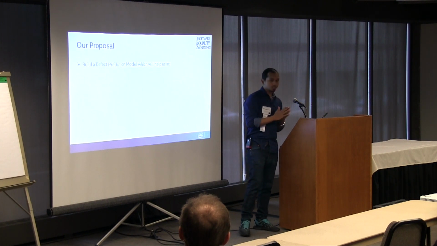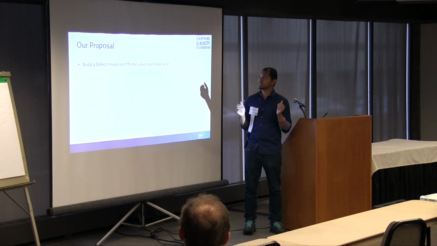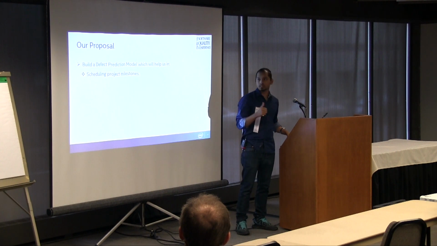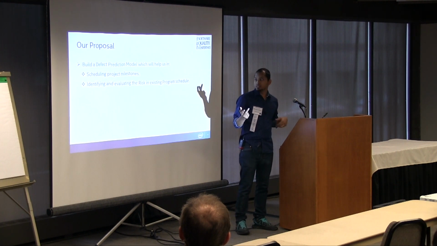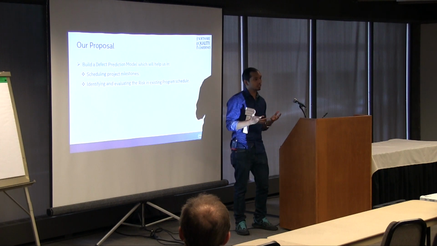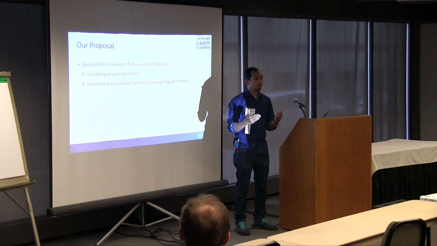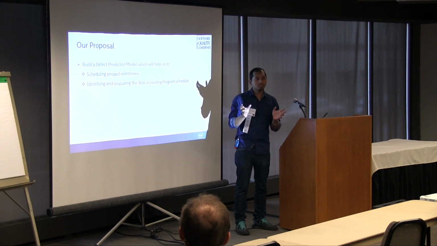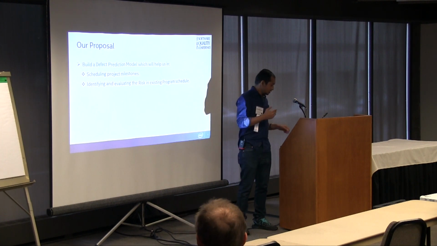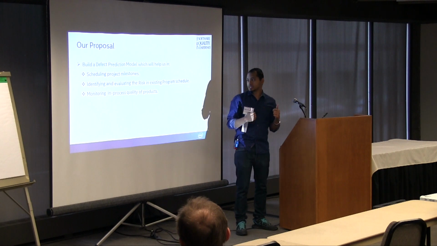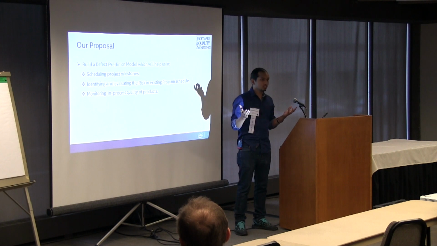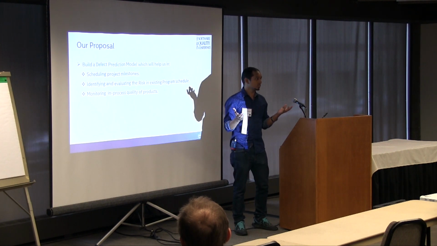So that brings us to our proposal. This is the work that we did. We built a prediction model. This will help us in scheduling project milestones, identifying and evaluating the risk in the existing program schedule. What I mean by this is that if it's an ongoing project and you want to know how many defects are going to escape after you release, that is how you estimate the risk, and then you evaluate accordingly. The third thing is that we're doing monitoring of in-process quality of the product. This is regularly implemented across various projects.